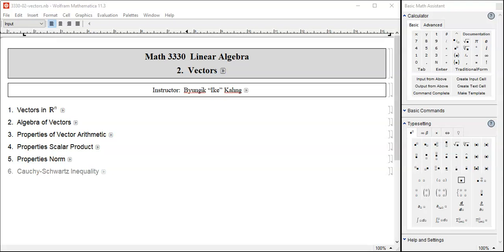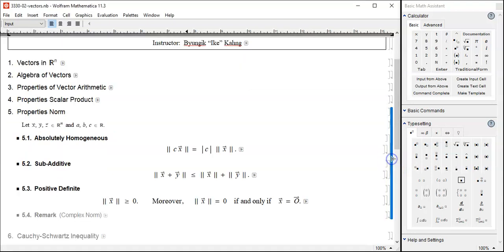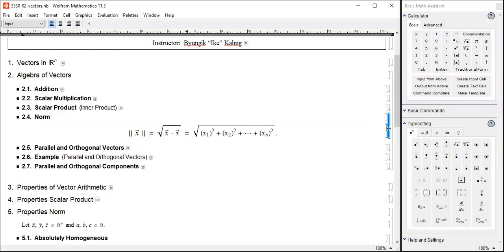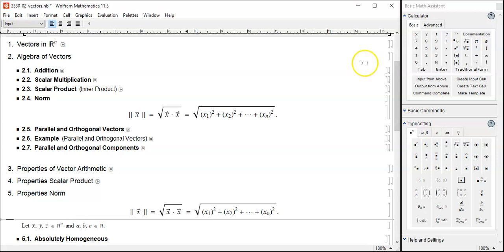Hello everyone, welcome back. Now let's begin section 5, properties of norm. Basically we want to study these three properties, but let's begin with the definition of the norm first. Here it is. Let me copy and paste this.